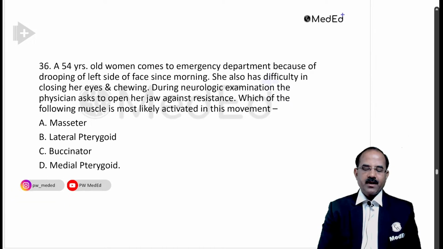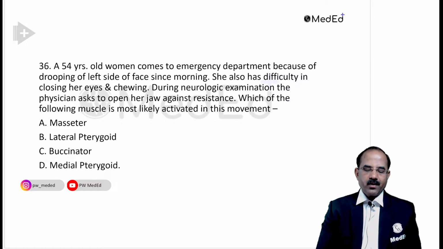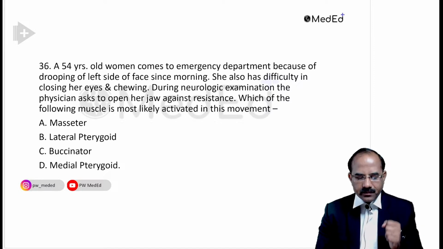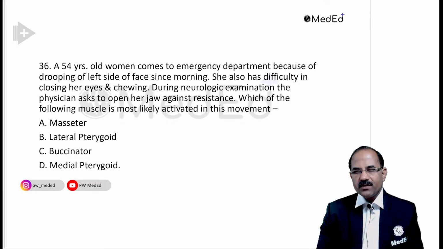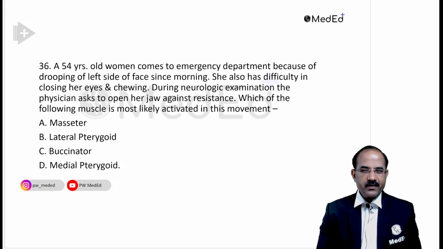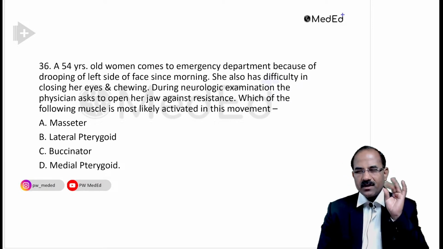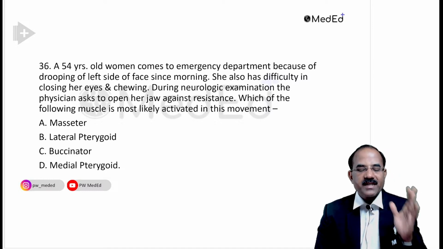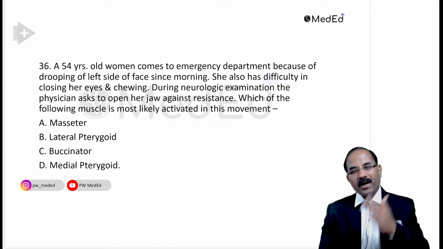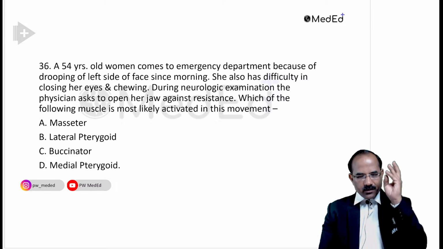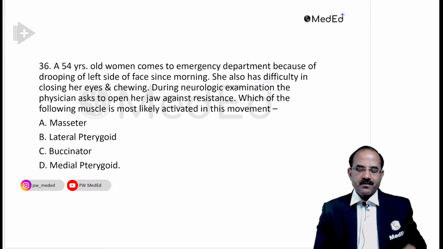A 54-year-old woman comes to the emergency department because of drooping of the left side of the face since morning. She also has difficulty in closing her eyes and chewing. That means which nerve is involved? The seventh nerve is involved, and chewing. Which are the muscles which help in chewing? The muscles of mastication. And the muscles of mastication are supplied by which nerve? The mandibular nerve, the fifth nerve. So the fifth nerve is involved, the seventh nerve is involved.